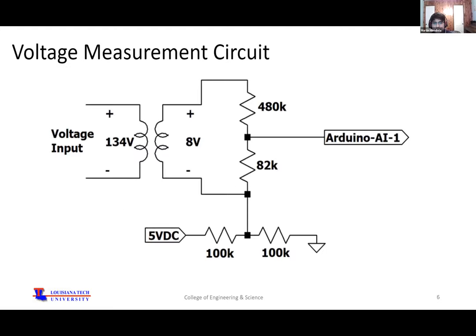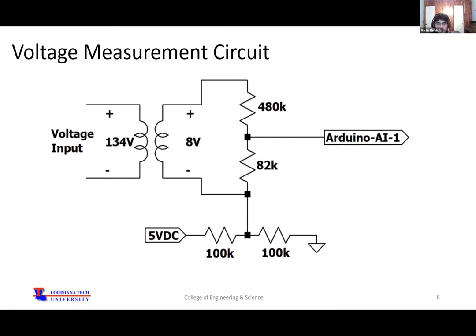So this slide shows our voltage measurement circuit, and in order for the microcontroller to be able to measure the 240 volt system, we designed the circuit to be able to take in an input of 240 volts and output a signal that is between 0 to 5 volts. That is within the readable range of the Arduino Uno.